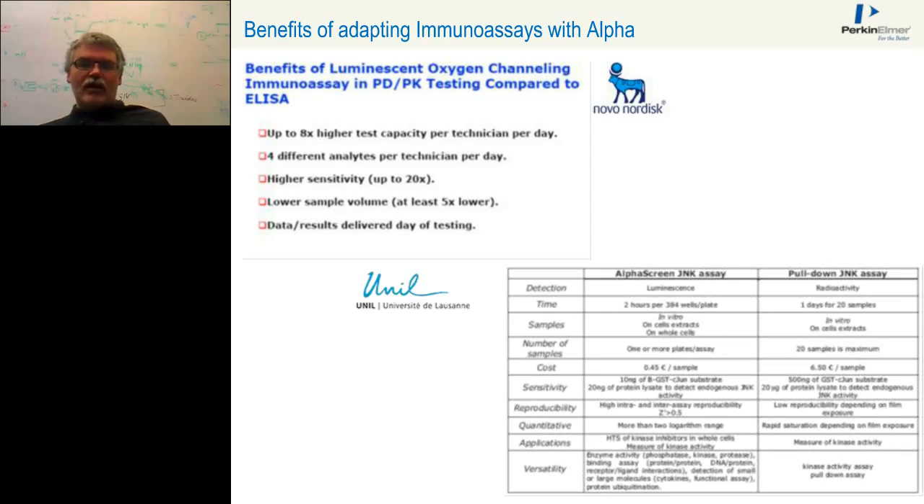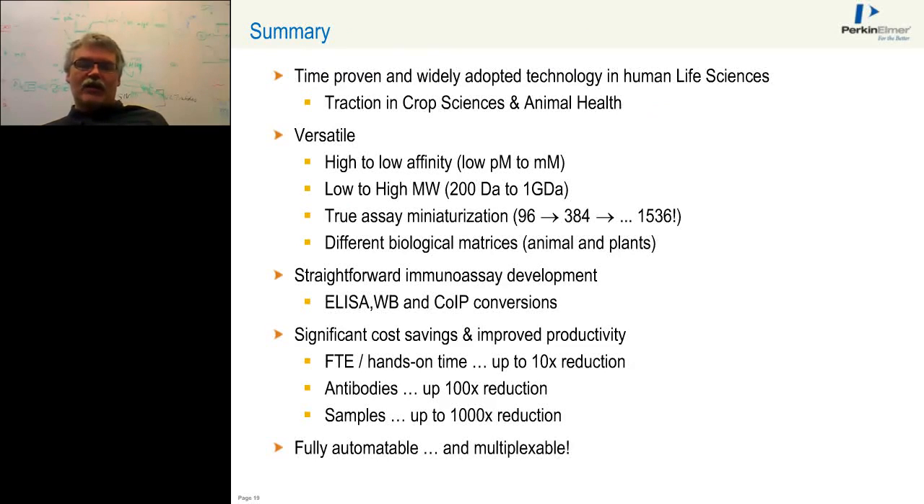So in summary, Alpha has proven very applicable to plant protein technology. It is extremely versatile. It can detect various ranges of affinity and molecular weight. It can easily be miniaturized. All the assays that were shown to you were done in a 384-well plate. If you want to further miniaturize and go to 1536, all you have to do is divide every addition volume by 4 and simply add directly to the plate.